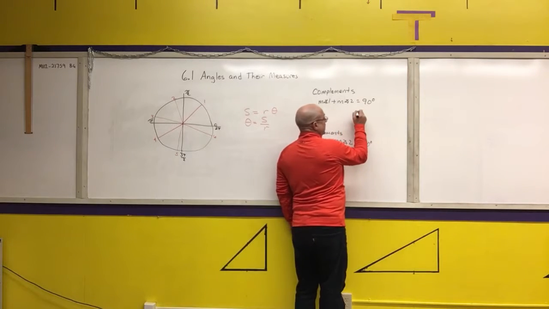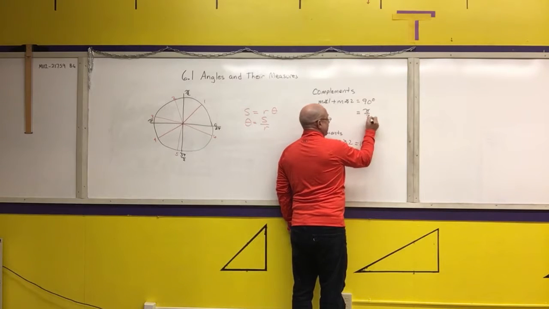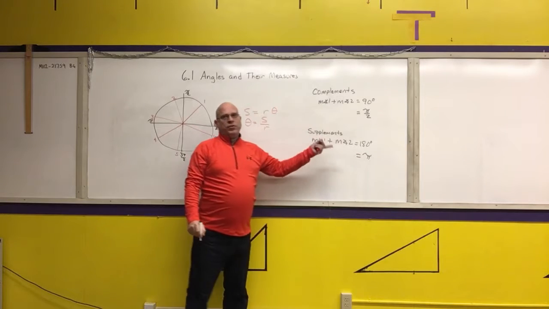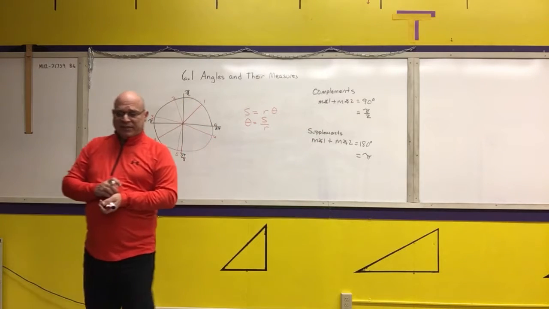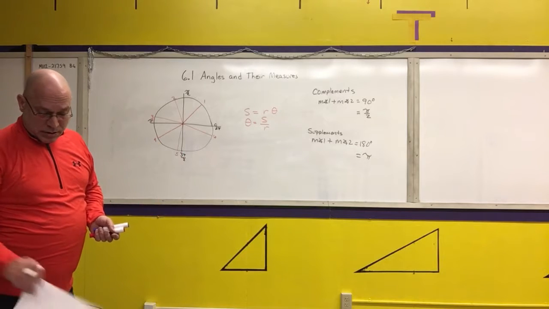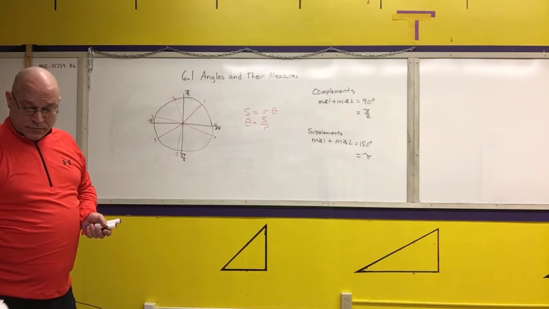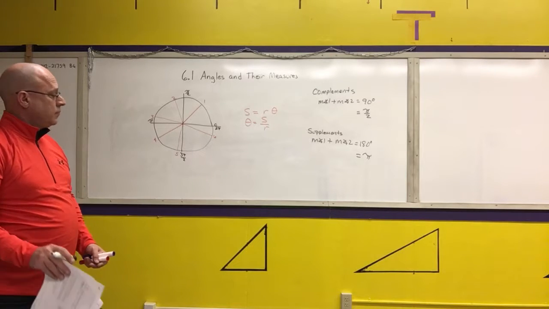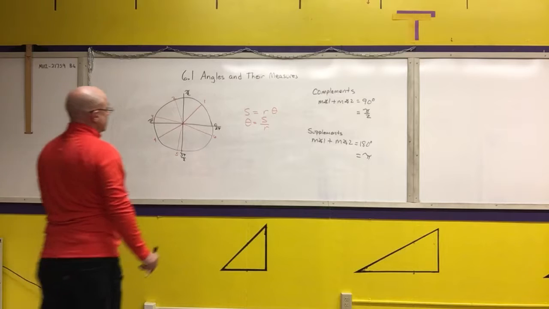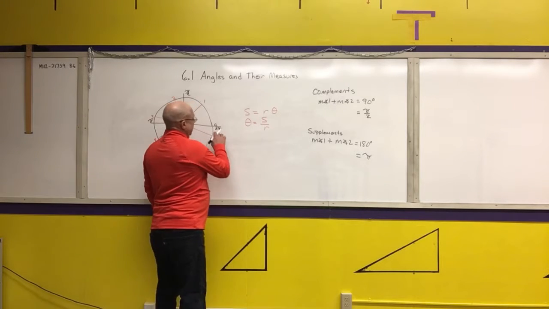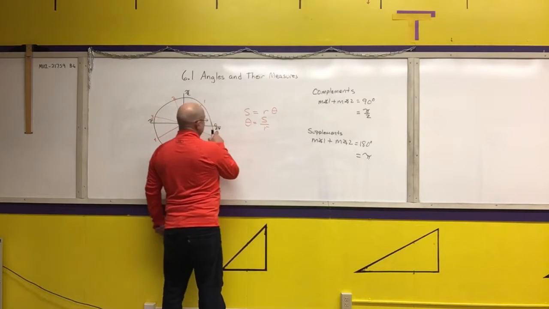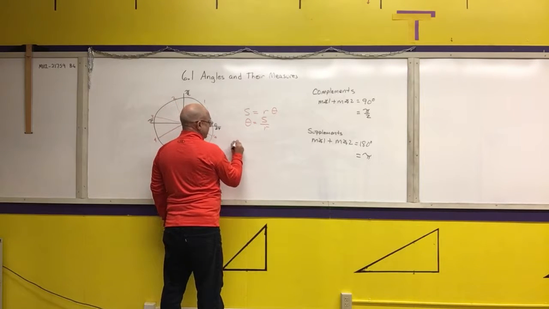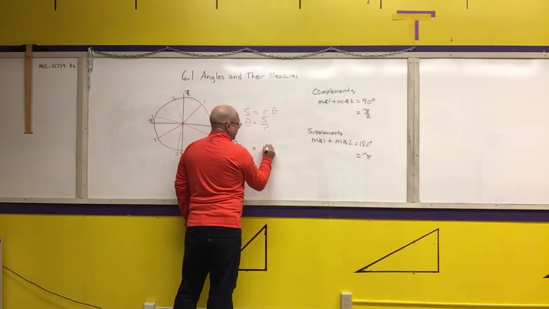Okay. Well, 90 degrees in radians is pi half. And 180 degrees in radians is pi. So you're going to need to be able to find complements and supplements both in radian form and decimal form. Other fact I want to put up here is that we know that 1 pi is 180 degrees.